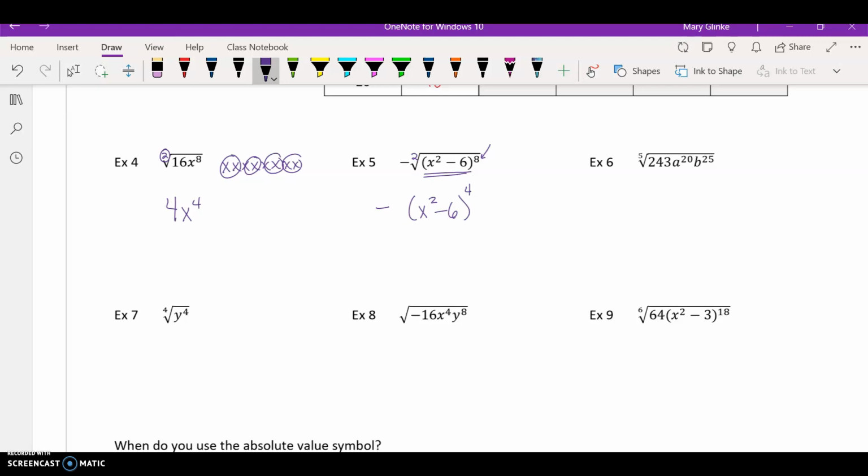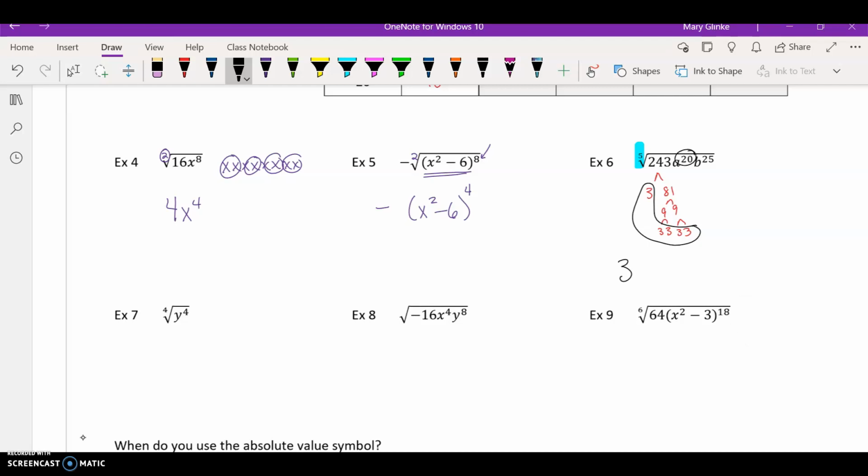For the next one here, 243, if that one's not really right on top of your head right now, you can break this down, and you are looking for groups of 5. The index on the outside is telling you how many you need in a group. So as we're looking at this, we can see we have a group of 5 threes, which means 3 to the 5th power is 243.